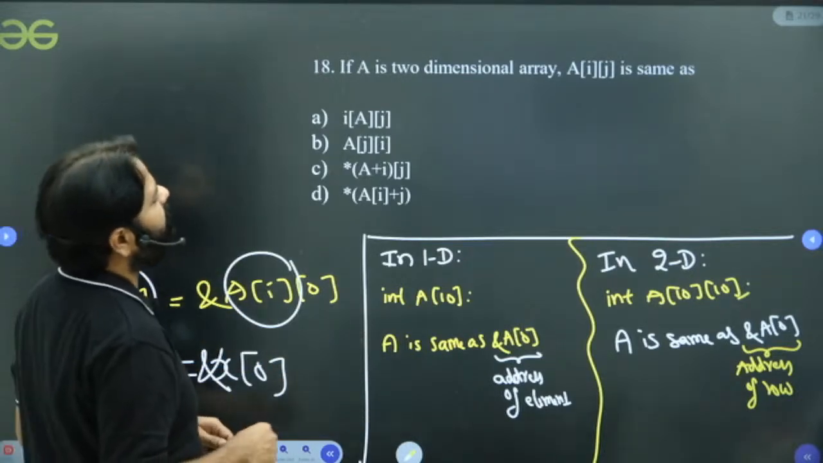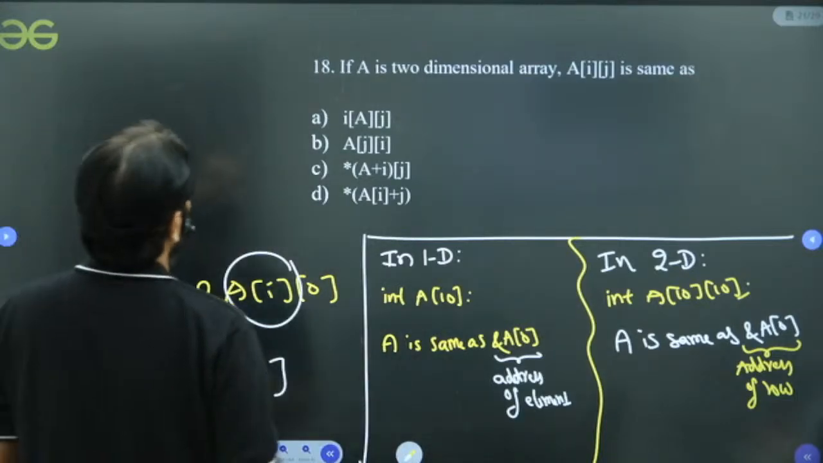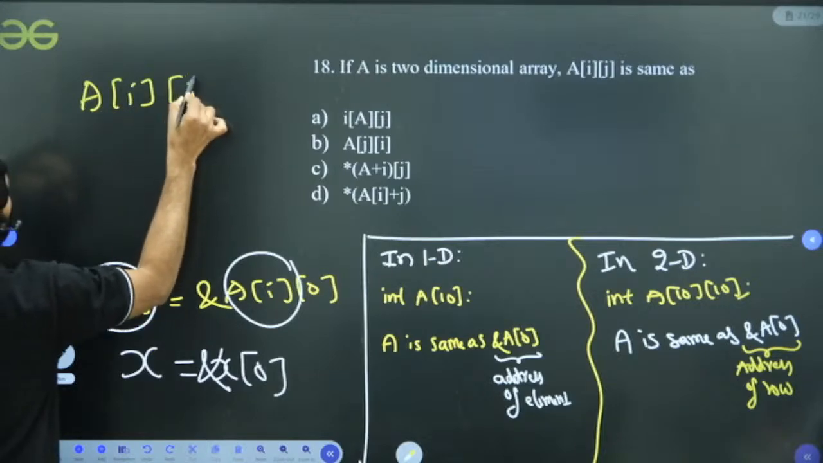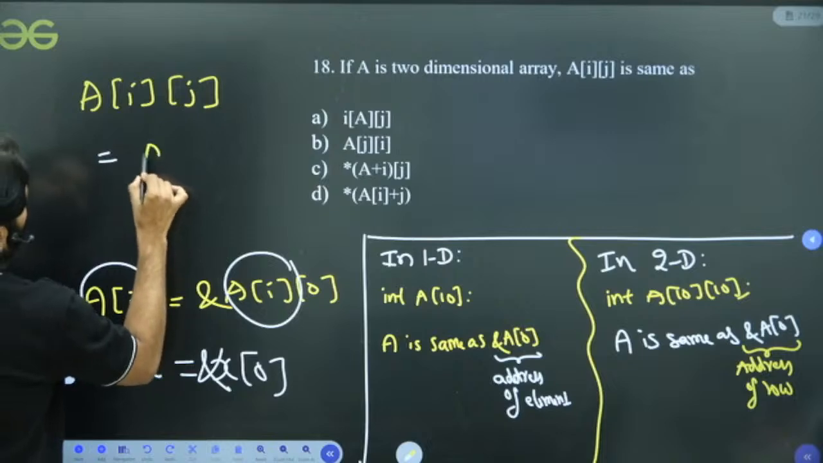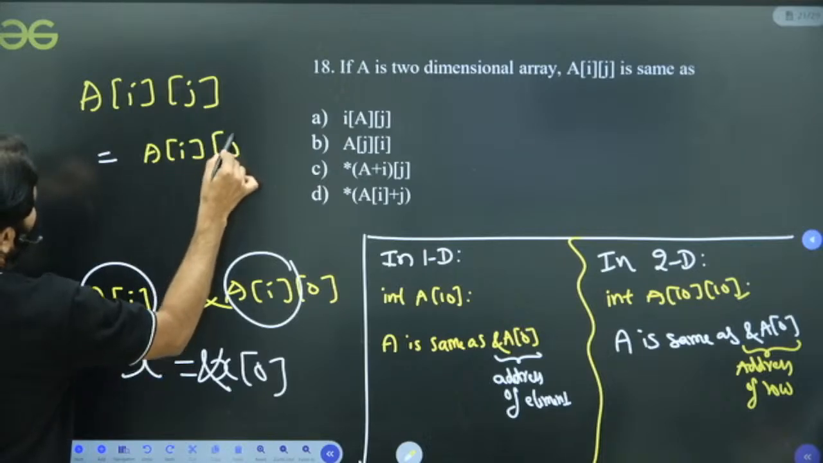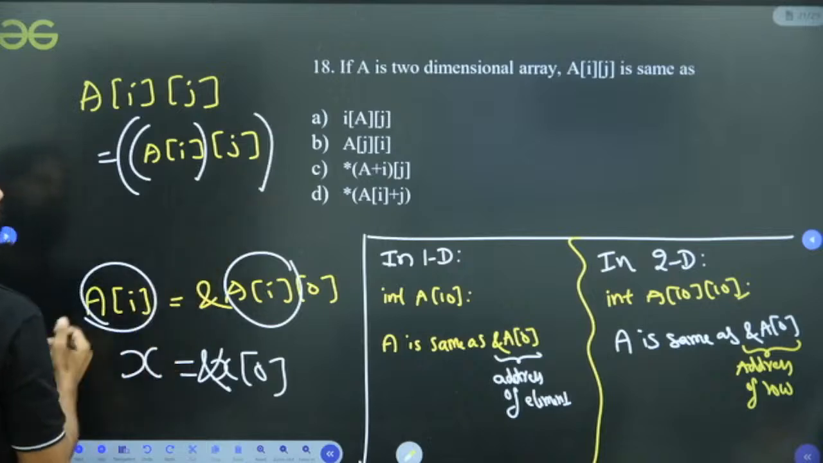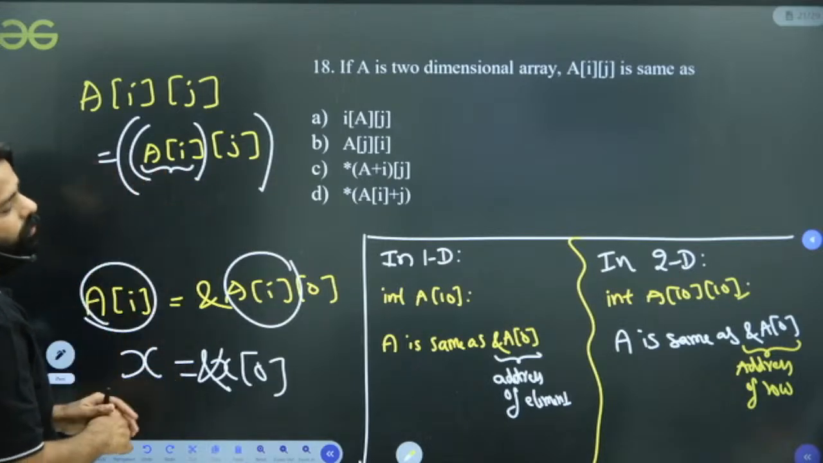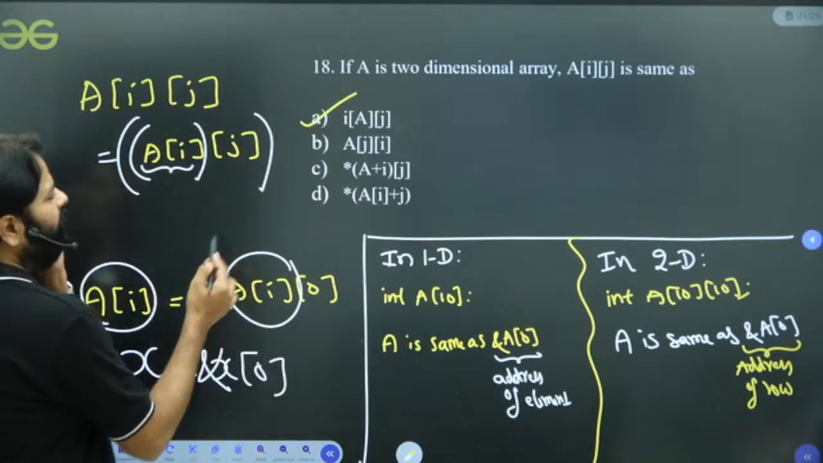Okay, a of ij is same as now. How many of you know a of ij is actually same as a of ij? You do this way. So this one I can write many ways. a of i, I can write i of a also, right? But why is B correct?